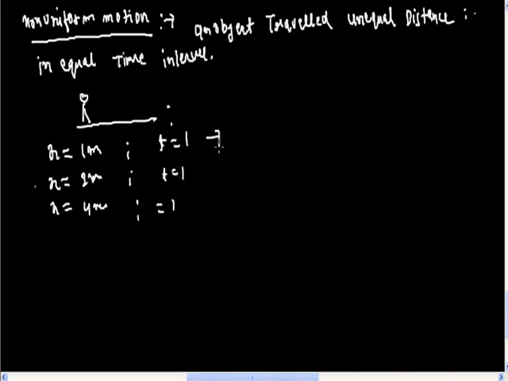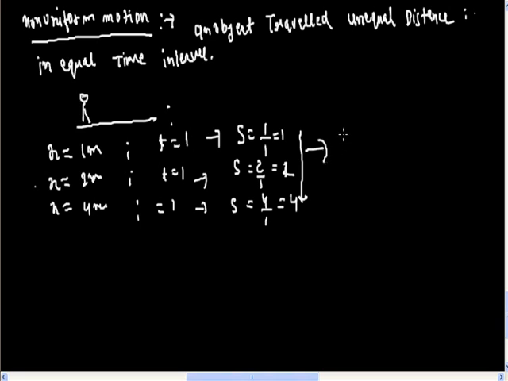Now the speed is distance 1 meter upon time 1 second, that is 1. In the second case, speed, distance upon time, is equal to 2 meters per second. And again in this case the speed is 4, distance upon 1 second time. The speed is changing, that is increasing. The speed changes in non-uniform motion. Speed does not remain constant in non-uniform motion.